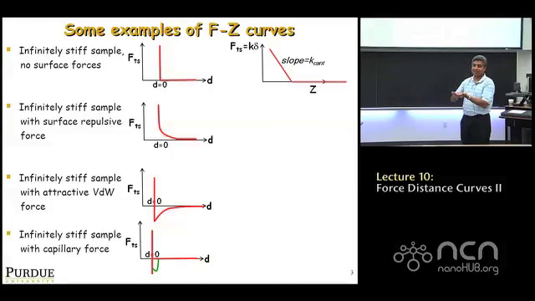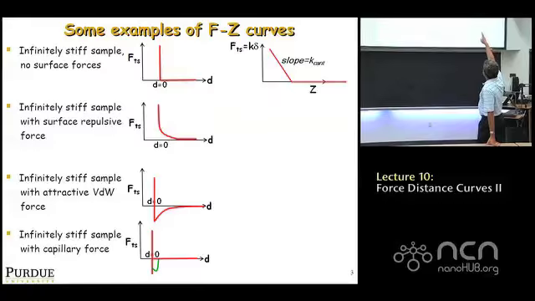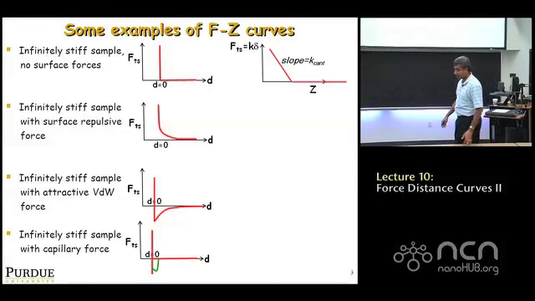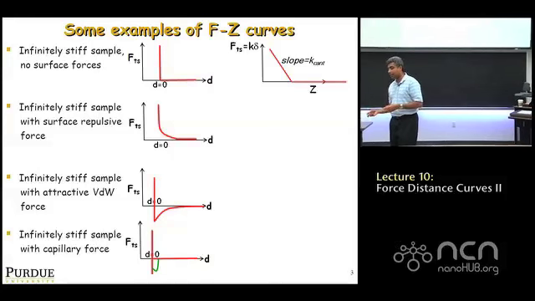There's no indentation in the sample. So all the z change goes into bending the cantilever. That's why, along the z-axis, you can go up and down as much as you want. But what you end up getting, the force you measure, is going to be a straight line because the delta that you measure is going to be equal to z.